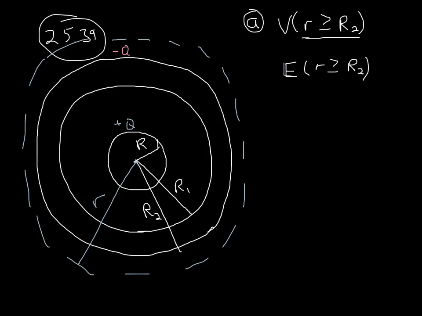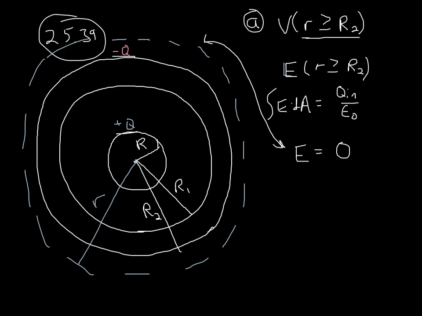and a charge of negative q spread around throughout this outer conducting shell. Gauss's law tells us that the integral of E dot dA is q inside of a surface divided by epsilon naught. Since I have a positive q and a negative q inside of this blue Gaussian surface, my E has to be 0 because the total charge enclosed is 0.